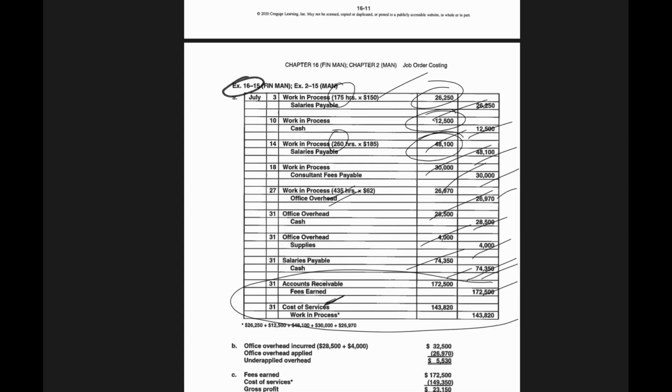So adding up all of our cost of services, $26,250, $12,500, $48,100, $30,000, and $26,970. All of those are going into WIP. So out of WIP to the cost of goods sold.